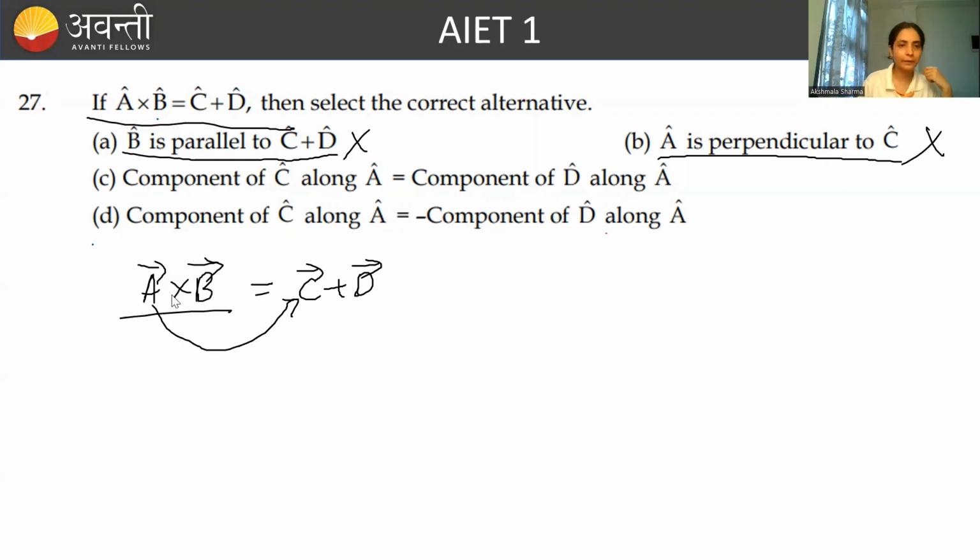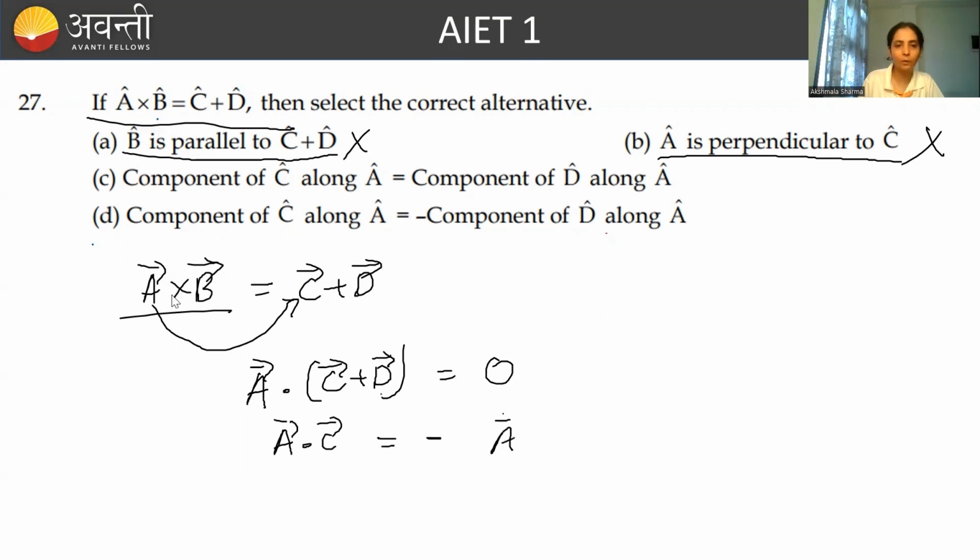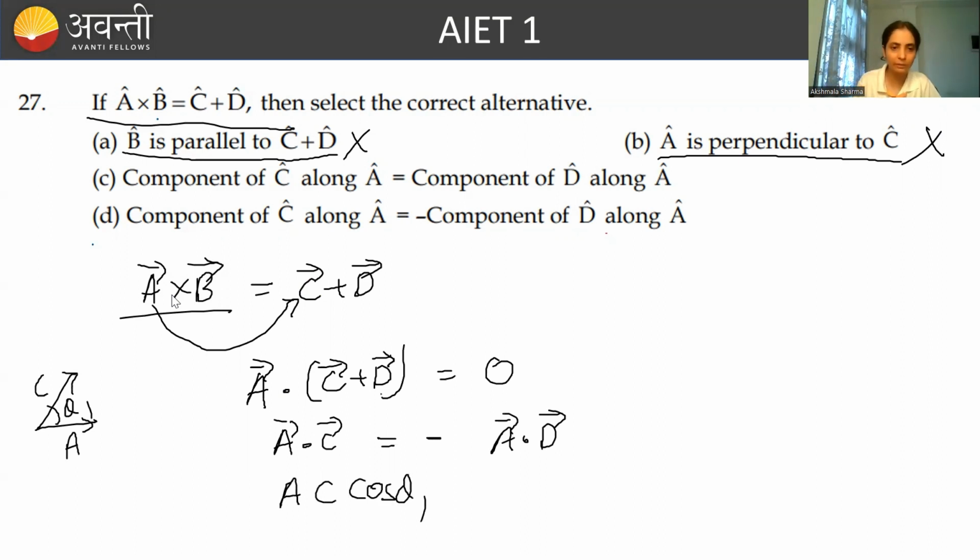So let's look at it now. Vector A is perpendicular to the C plus D vector, right? So A dot (C plus D) should be equal to 0. Now A dot C must be equal to minus A dot D. Take the angle between A and C as theta 1. This is A, this is C. So this becomes AC cos theta 1, where A is the modulus of vector A and C is the modulus of vector C. Similarly, here we can write mod of A, mod of D into cos theta 2, where theta 2 is the angle between A and D.